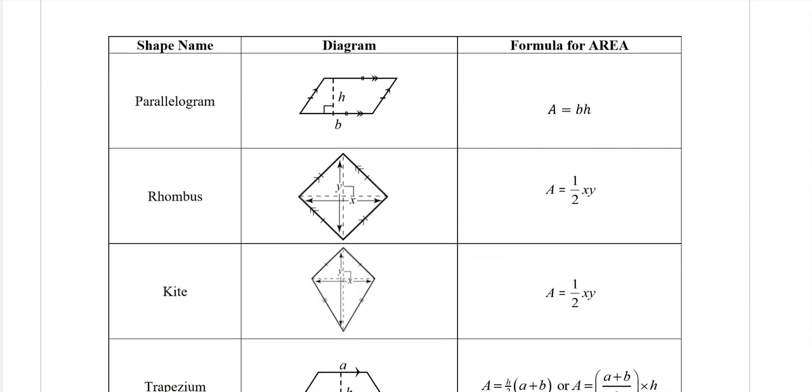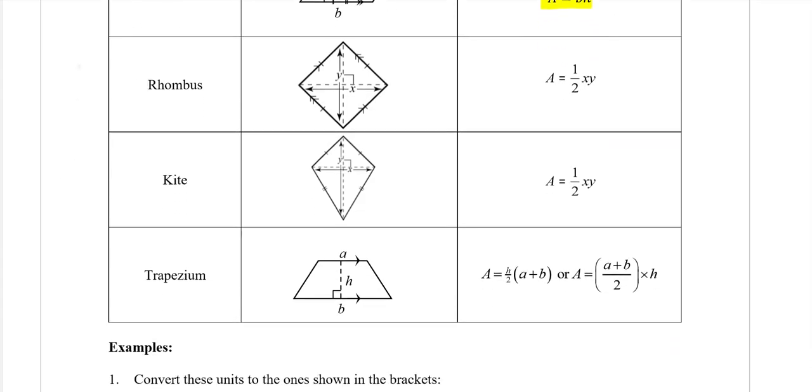Okay, on the next page we have more. These are some new ones. We have a parallelogram, which is A equals BH, a rhombus, which is A equals half XY. The X and the Y are the diagonals, so X is going from one side across to the other, Y is the other diagonal. And it's half X times Y.